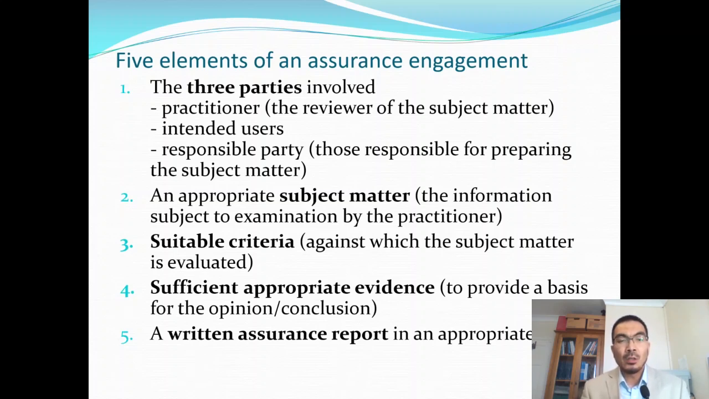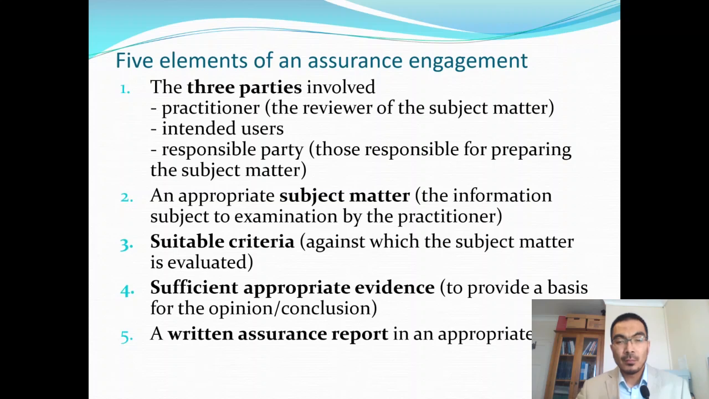And then the third one is a suitable criteria. Suitable criteria is the subject matter is evaluated or measured against the criteria in order to reach an opinion. So we are talking about criteria is law. So they compare against the law.